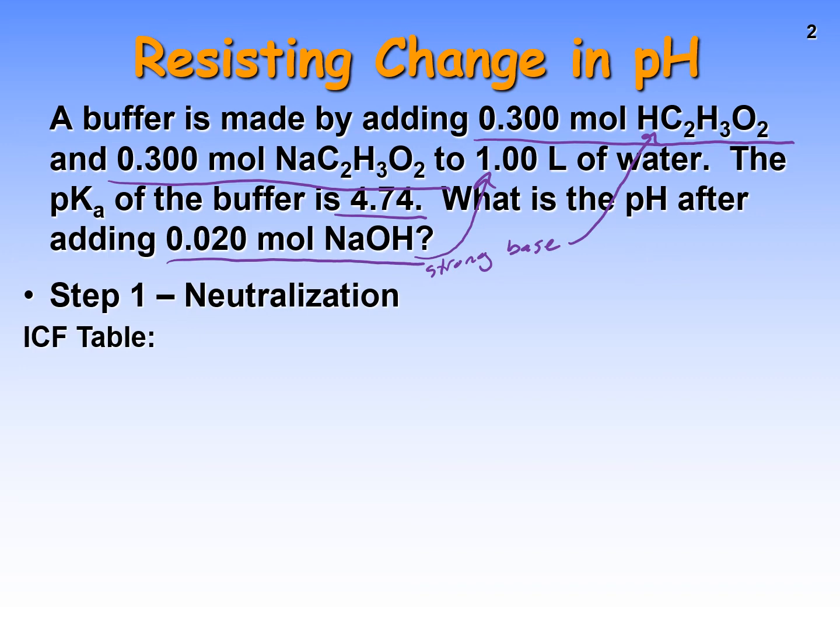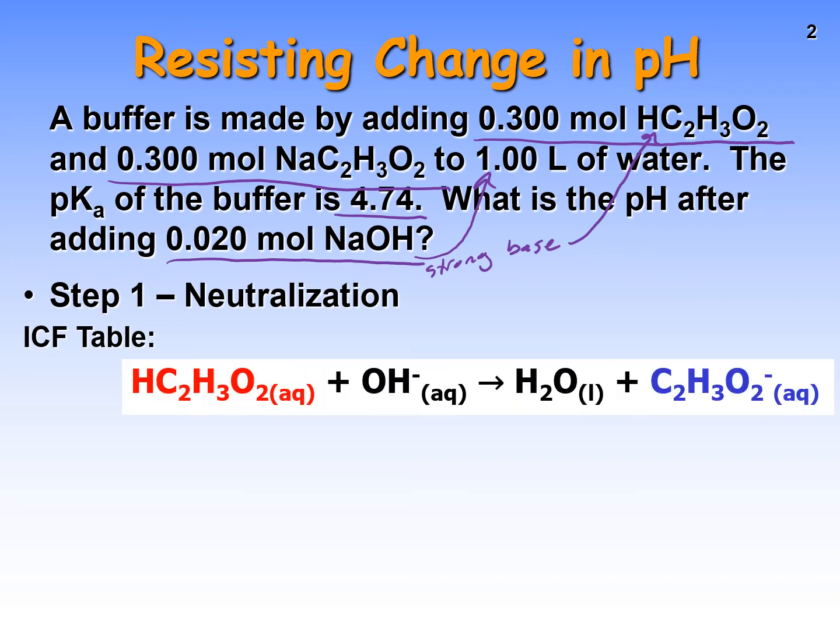And we know that that reaction is a double replacement. So we can write it out. I've written out the net ionic here. I got rid of the Na's because they're spectator ions.